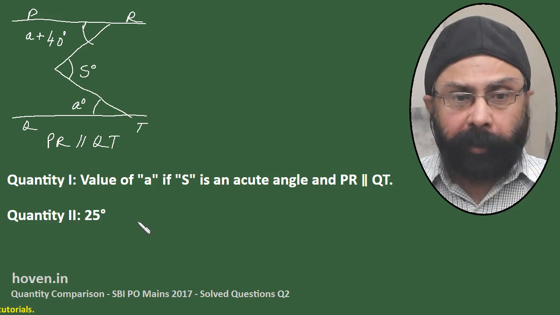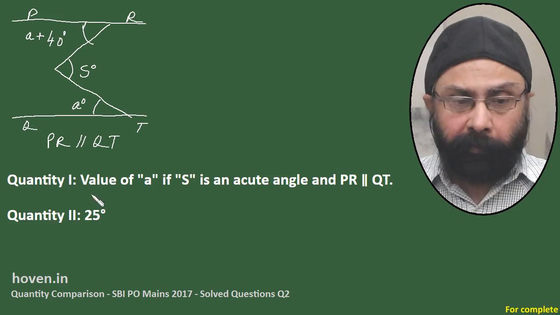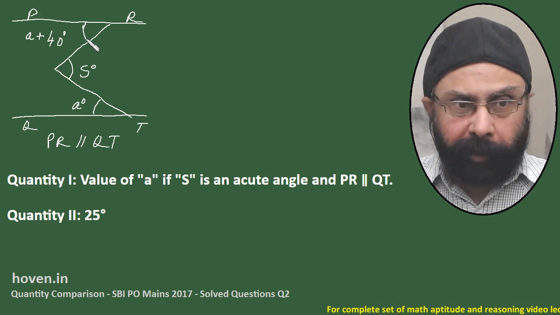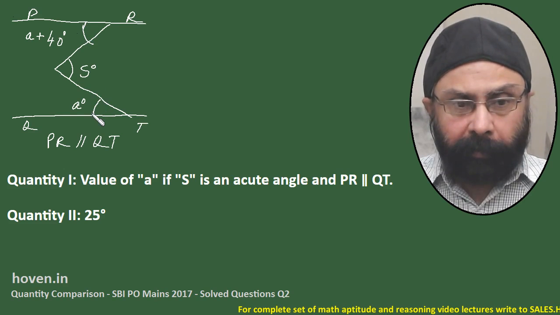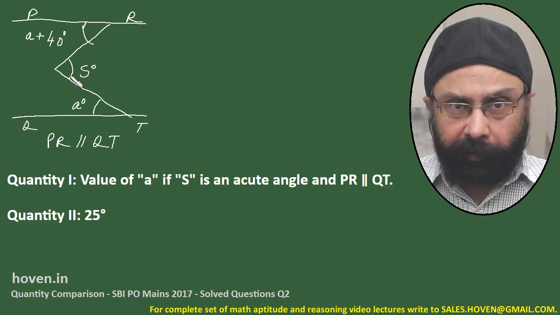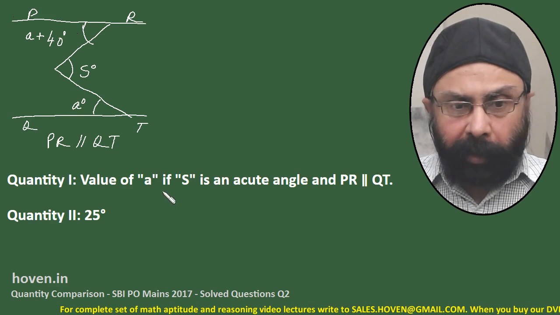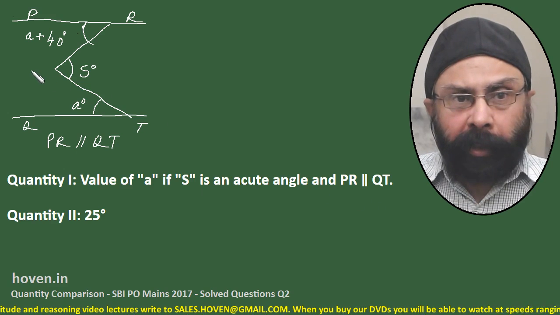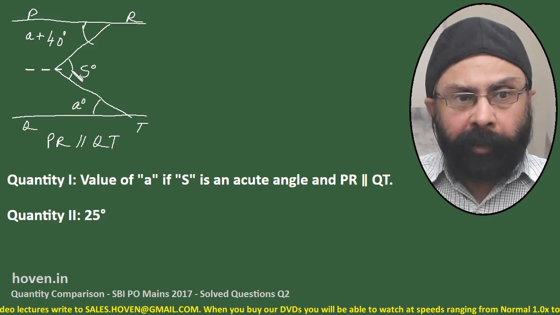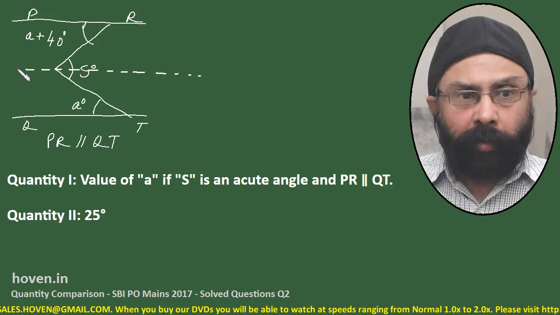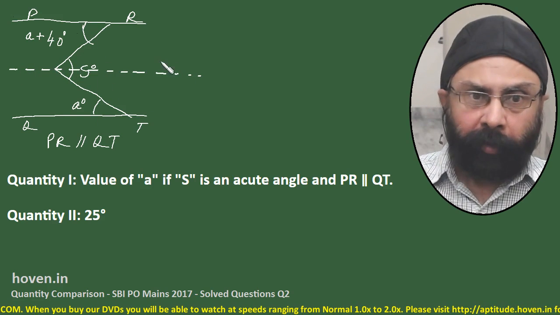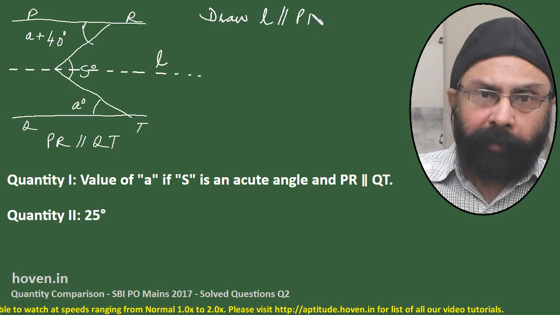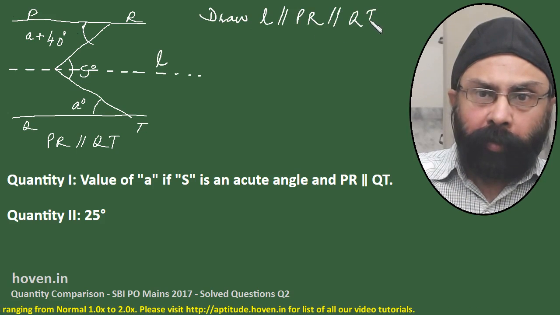Okay, let us see what has to be done. We have to find quantity 1 as the value of A, that is this angle. If we see the diagram, this angle is A plus 40 degrees and this angle is A degrees, and this angle formed like this is S degrees. Value of A, if S is an acute angle and PR is parallel to QT. As done in that NCERT book also, we will draw a line through this point which is parallel to both the lines PR and QT. So draw L parallel to PR, which is already parallel to QT.